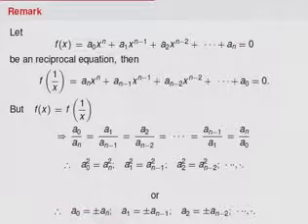Similarly, a1 is equal to a n minus 1, or a1 is equal to minus a n minus 1. And a2 is equal to a n minus 2, or a2 is equal to minus a n minus 2. So, there are two cases that arise in the reciprocal equation.